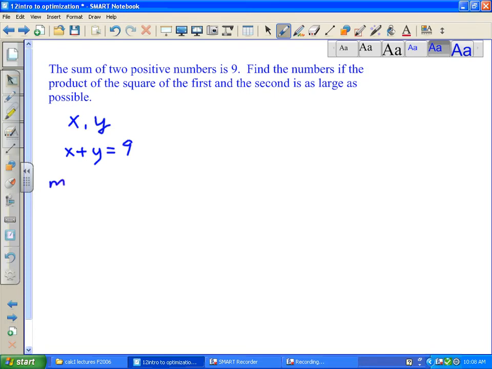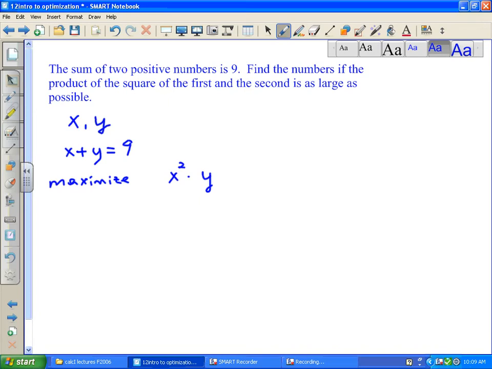Maximize. What are we going to maximize here? The square of the first, which is x squared, if you say the first number is x, and the second, but they didn't say the square of the second, so it's just the square of the first number multiplied by the second number, so times y. So we're trying to maximize. Remember, every one of the optimization questions that you solve, you should have an objective function, and next to it you should write down maximize or minimize.